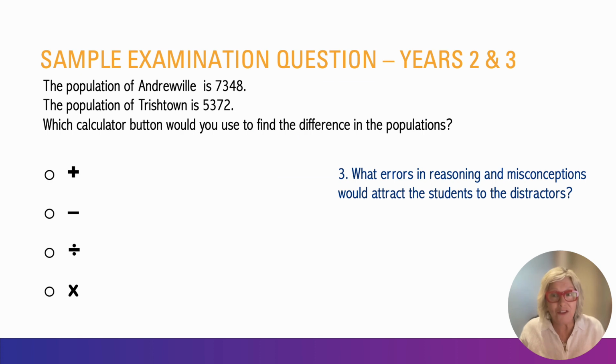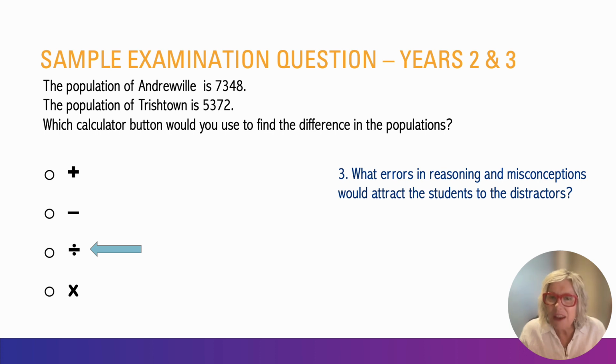So let's work through each distractor in this question. The plus sign. Well, this is a comprehending error. Students may misunderstand or simply not understand the meaning of the term difference. Subtraction, well, of course, this is the correct answer.